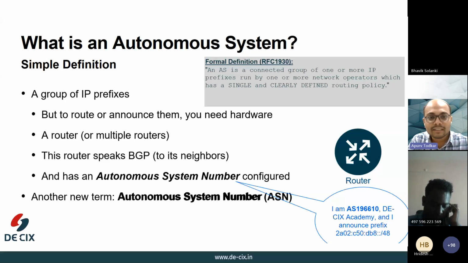And this definition is just about IP prefixes and routing policies, and not about any hardware or routers. However, to announce these prefixes, you would actually need hardware. You can have one or more routers for making announcements of your prefixes with an autonomous system number. These routers use BGP to talk to their neighbors and have an autonomous system specifically configured that is explicitly unique to each and every network. So a BGP speaking router is always a part of an autonomous system and has an autonomous system number.